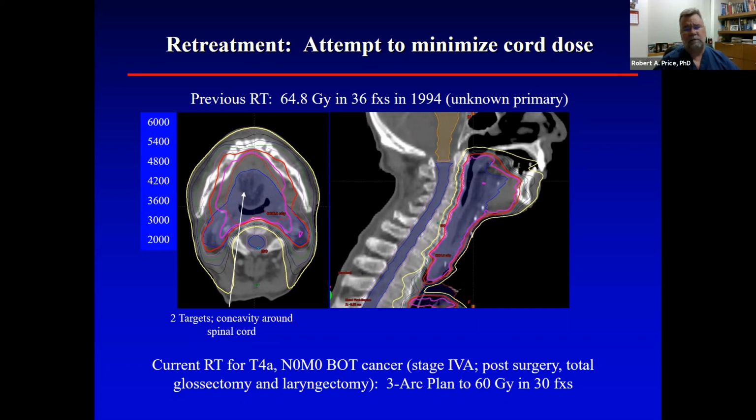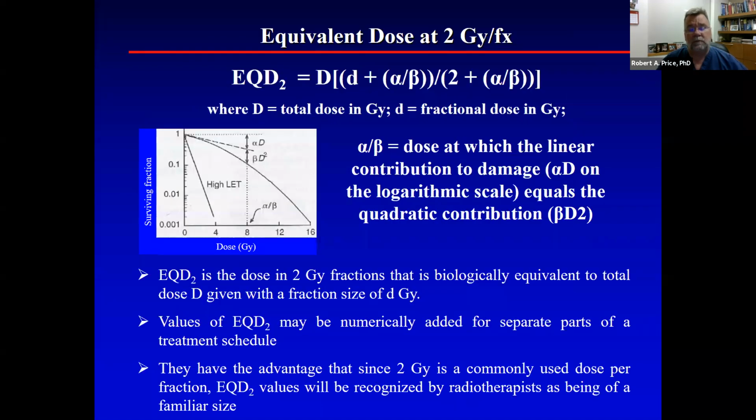In this case, this patient was treated to 64.8 gray in 36 fractions in the early 1990s, but the tumor came back, and we would like to give another 60 gray in 30 fractions, but clearly our spinal cord dose would be exceeded here if we did this conventionally. So one of the things that we want to know is how much is safe.